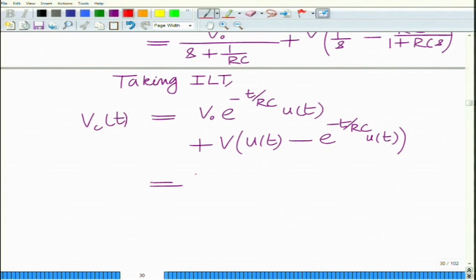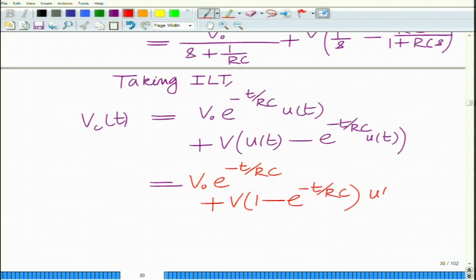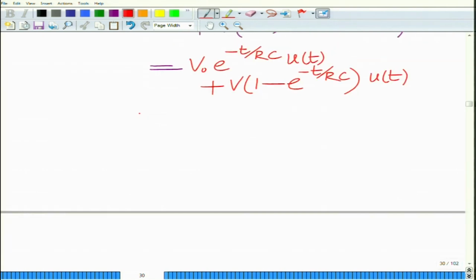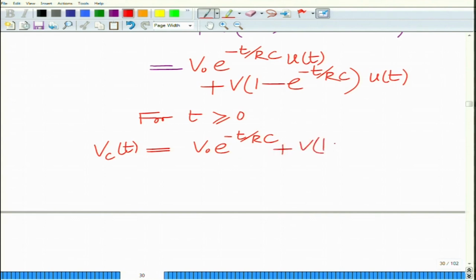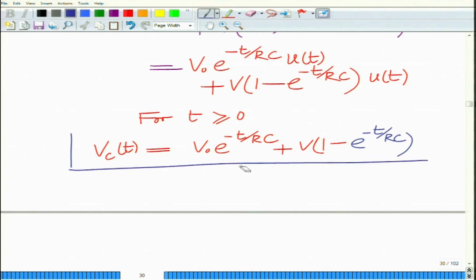So, taking the inverse Laplace transform, vC(t) is V naught e raised to minus t over RC plus V times (1 minus e raised to minus t over RC) times u(t), which means for t greater than or equal to 0, vC(t) equals V naught e raised to minus t over RC plus V times (1 minus e raised to minus t over RC). Remember, this holds only for t greater than or equal to 0.